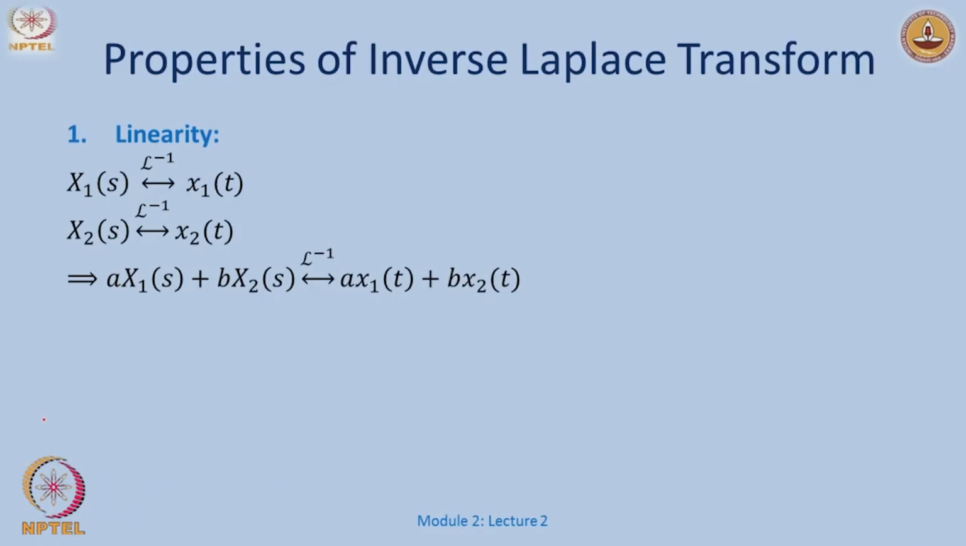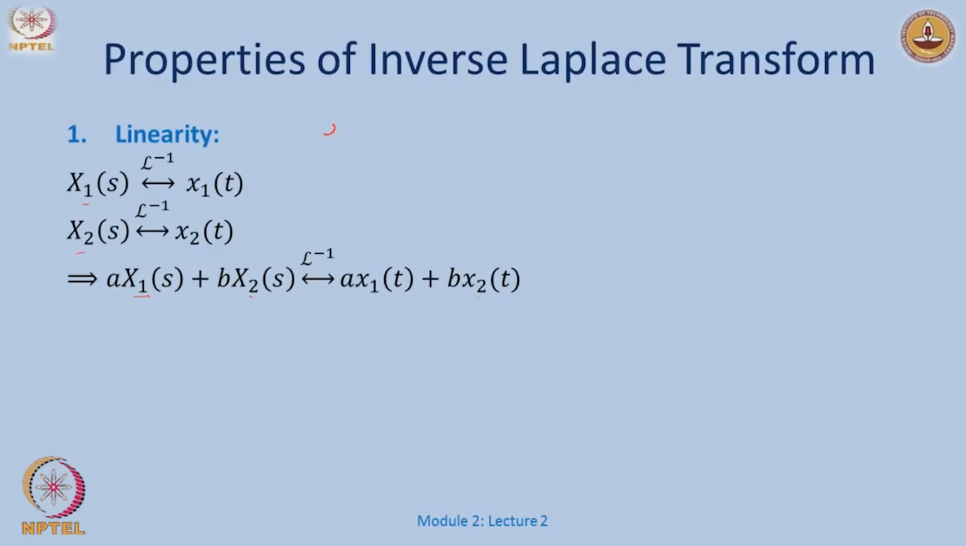The first thing is the linearity property. Say I have two signals in the Laplace domain denoted as x1(s), x2(s), with their equivalent inverses being x1(t) and x2(t). Now, if I have a combination of these signals, that is a times x1(s) plus b times x2(s), the inverse of this entire sum would be a times the inverse of x1(s), which is x1(t), plus b times the inverse of x2(s), which is x2(t).